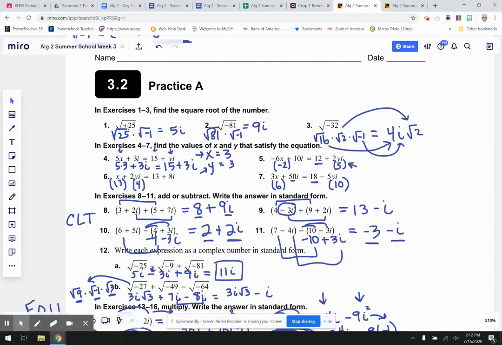So radical -25, you could cut into two pieces: radical 25 times radical -1. Radical 25 comes out as your 5, and radical -1 is your i.